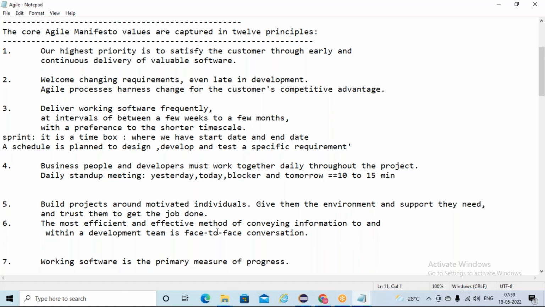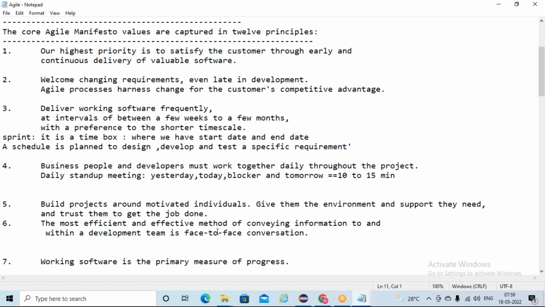3 weeks one sprint, or 4 weeks one sprint, we are planning, and we are delivering that software to the customer. Within those 3 weeks, what we developed, we demonstrate to the customer. If the customer says yes, that portion he asked for is ready, then we go for the next portion. Like that, portion-wise, we deliver to the customer in the form of sprints. Sprint one, sprint two, sprint three, continuously, every 3 weeks, one delivery. So that is the highest priority: to satisfy the customer through early and continuous delivery of valuable software.